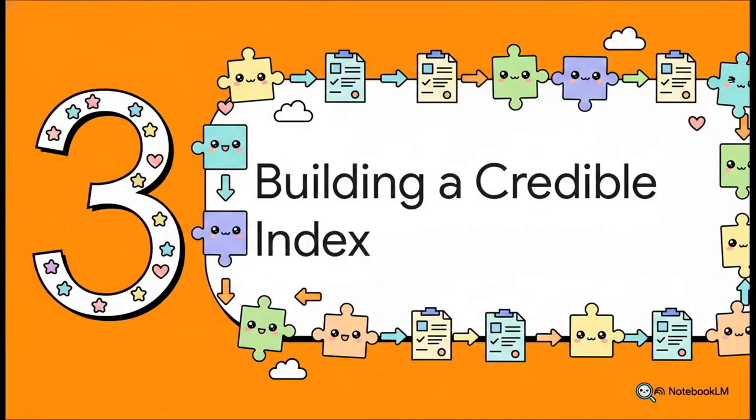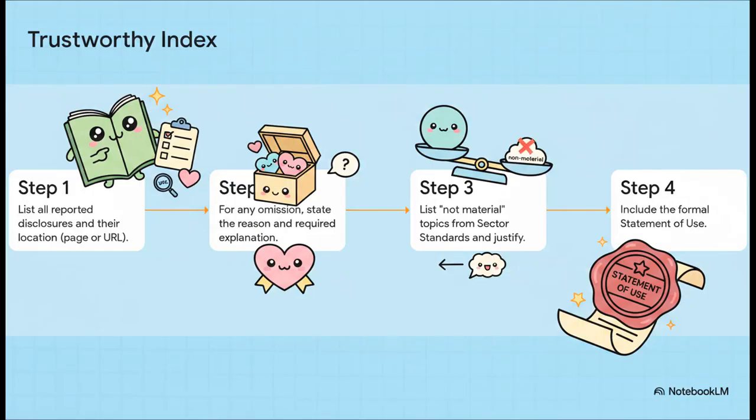Okay, so we have all these pieces of the puzzle, right? We have rules for omitting specific data, and we have rules for explaining away non-material topics. So how do we actually put this all together? Let's walk through the actual steps for building a content index that people will actually trust. It really boils down to these 4 steps. Think of it as your checklist for turning that index into a powerhouse of credibility.